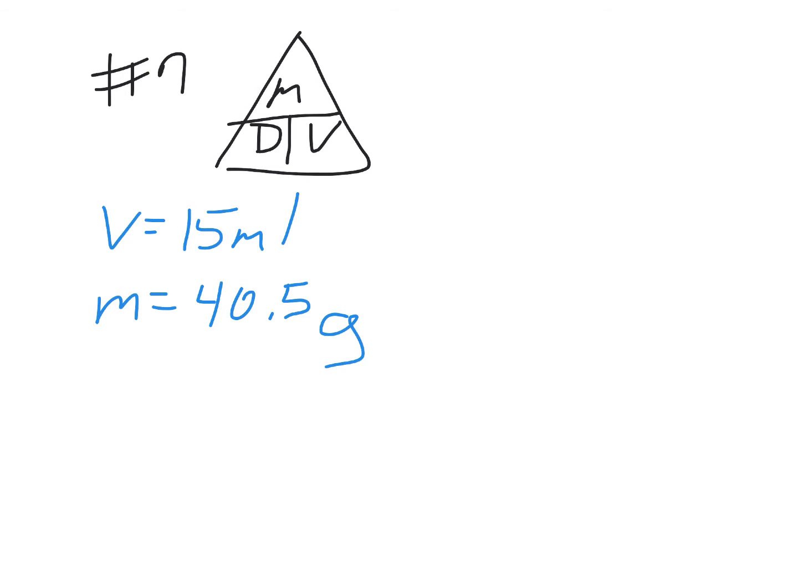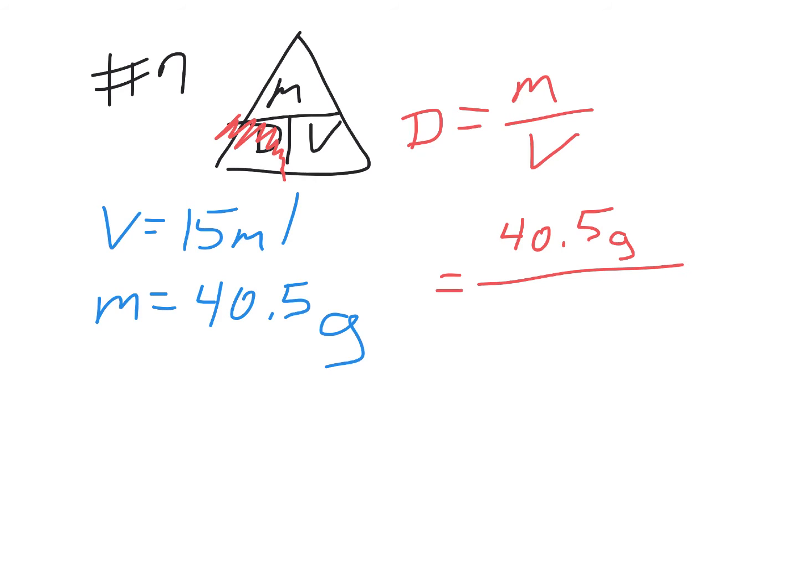So because they're giving me mass and they're giving me volume, what am I looking for? Density. Very good. So because I'm looking for density, my formula is going to be mass over volume. Okay, so what number goes on top? Yep, the 40.5. Very good. Okay, don't forget your unit. And what goes on the bottom? Yep, the 15 milliliters.